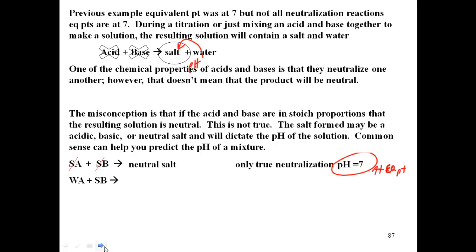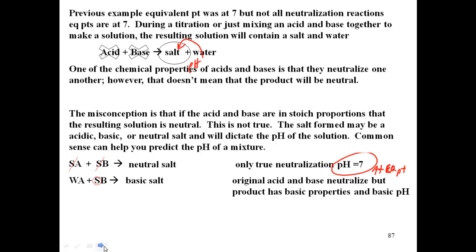Let's look at a weak acid and a strong base. For the strong base, every drop gives you hydroxide. For the weak acid, every drop gives you less than 5% hydronium. So I have an excess of strength coming from that strong base. Well, common sense will tell me what should be left over in my solution: some basicity. So therefore I would form a basic salt, which means my original acid and base have neutralized. They're gone, and the only thing left is that salt, which has basic properties, and I expect a basic pH for my equivalence point.